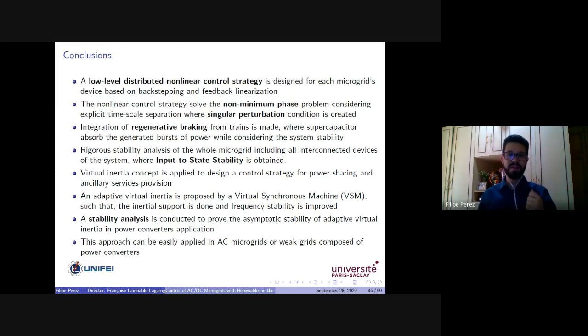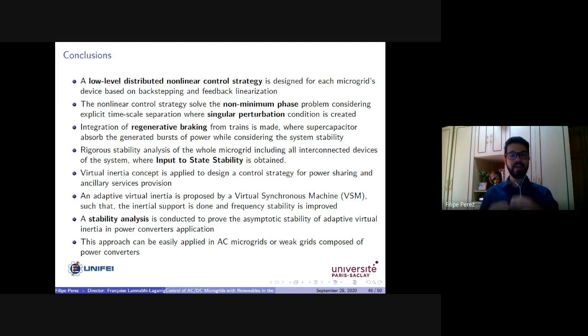A rigorous stability analysis is carried out for the microgrid, including all interconnected devices in the system, where input to state stability is obtained. The virtual inertia concept is applied for power converters where an adaptive virtual inertia is provided such that we can provide power sharing between different generators and provide the inertial support. So we improved the stability of the frequency and also provide voltage support to this grid.